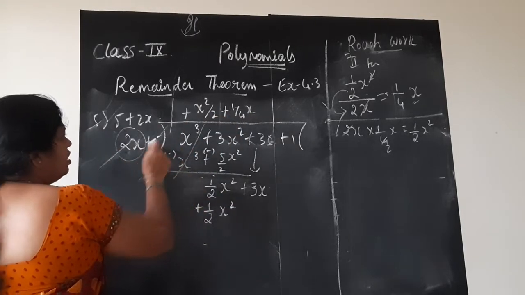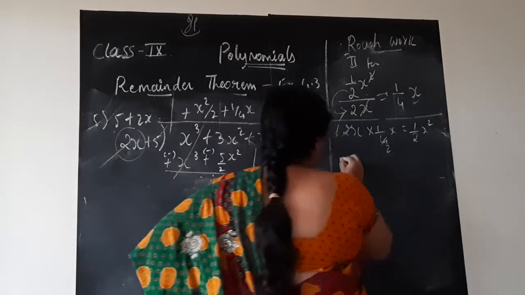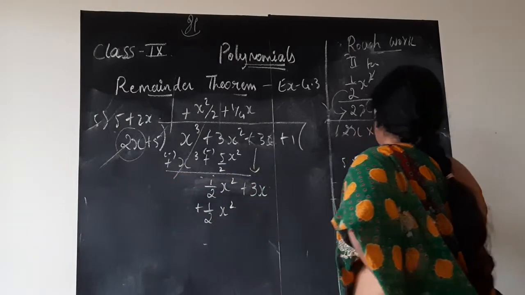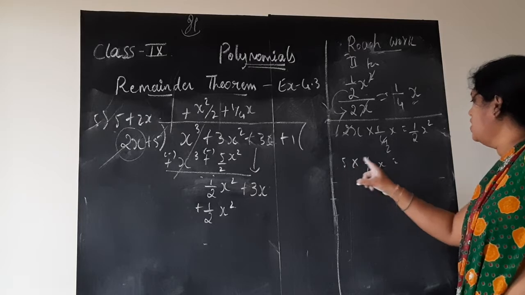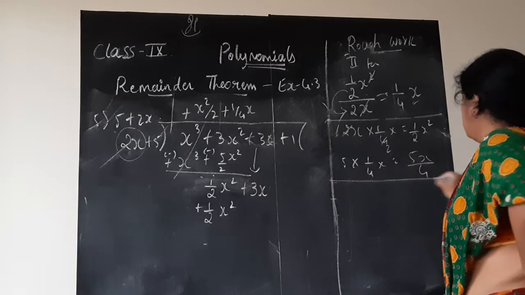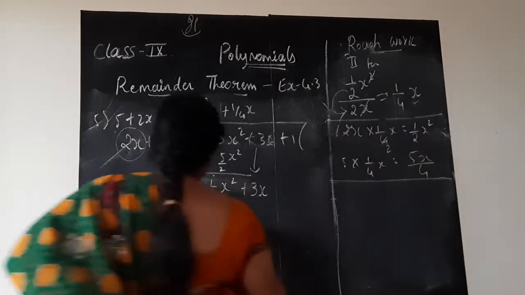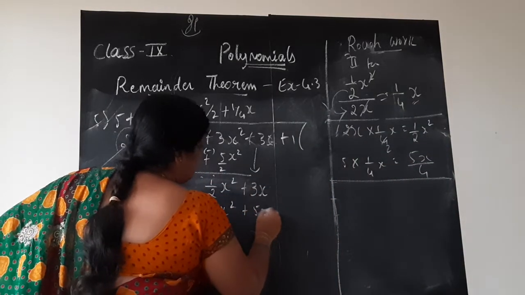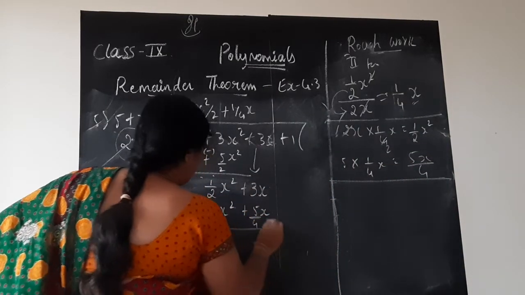Similarly, for the second term, I have to do 5 into 1 by 4x. If I do 5 into 1 by 4x, here nothing gets simplified. So 5 into 1x is 5x divided by 4 as it is. So 5x by 4 came. So below 3x, I write plus 5 by 4x.